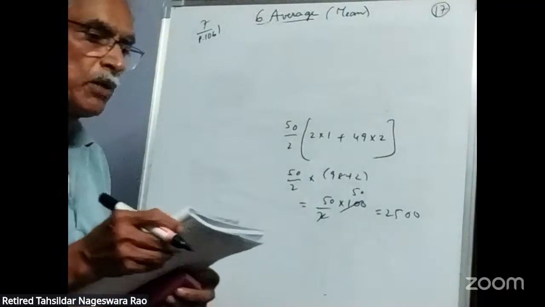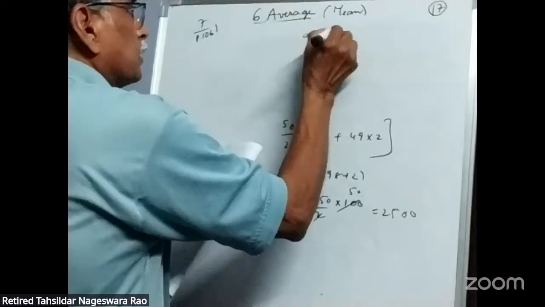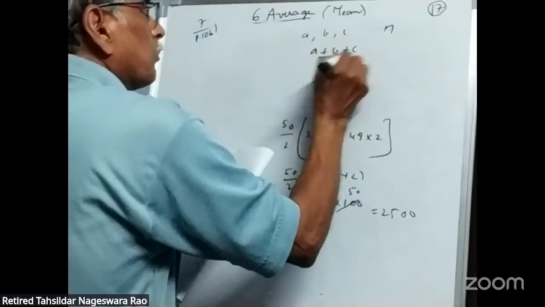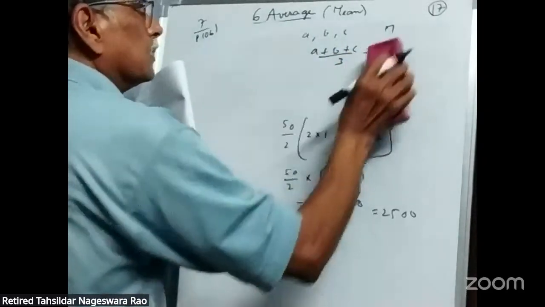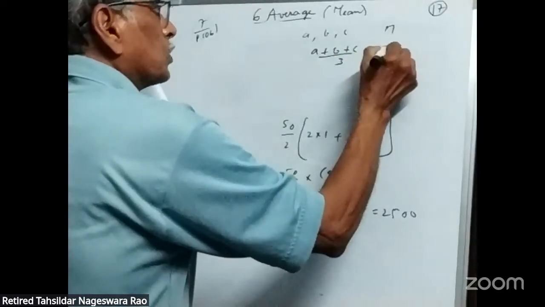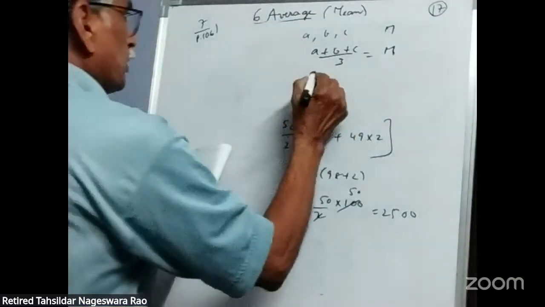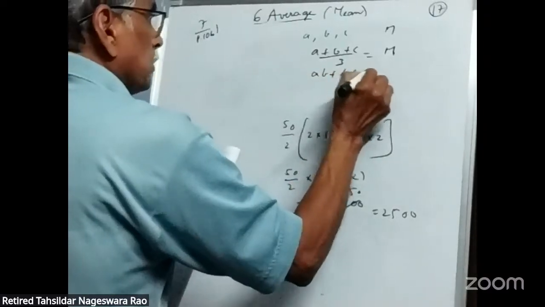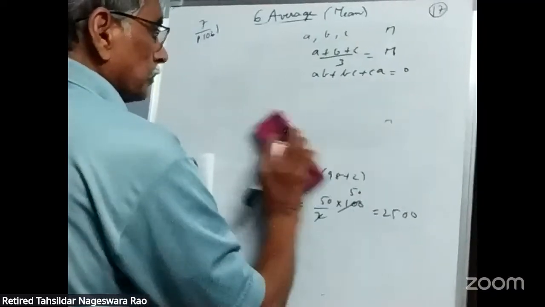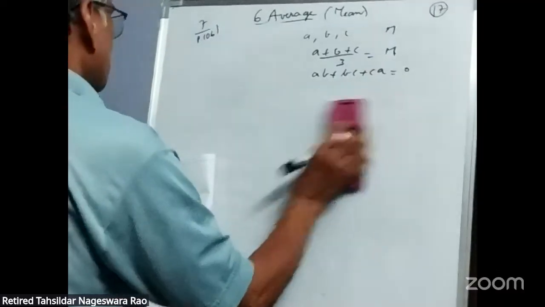Next question. If the mean of A, B, C is m, that means A plus B plus C by 3 is m. That is the meaning. Mean of A, B, C is m, you can write it down like this. Another data is given: AB plus BC plus CA is 0. Find out the mean of A square, B square, C square.